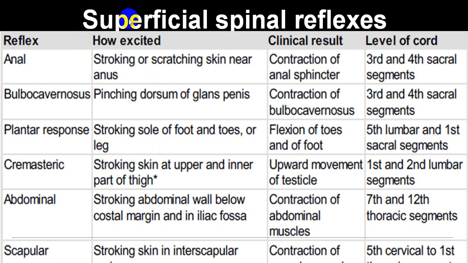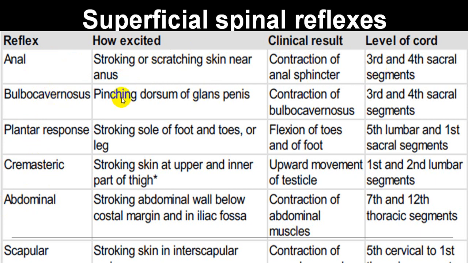As far as the superficial reflexes concerned with the spinal cord, there are anal, bulbocavernous, plantar, cremastic, abdominal, and scapular. By and large, we perform only the two most common, that is plantar reflex and abdominal reflex. But we'll be just giving you a little idea. So anal reflex is by stroking or scratching the skin near the anus, and the response is contraction of the anal sphincter. So root value we call S3 S4 segment.